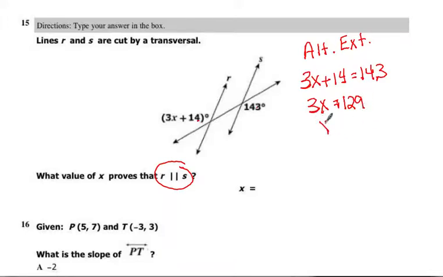Divide both sides by 3, and x is going to be 43. And that's what it wants us to do, just x. All right?